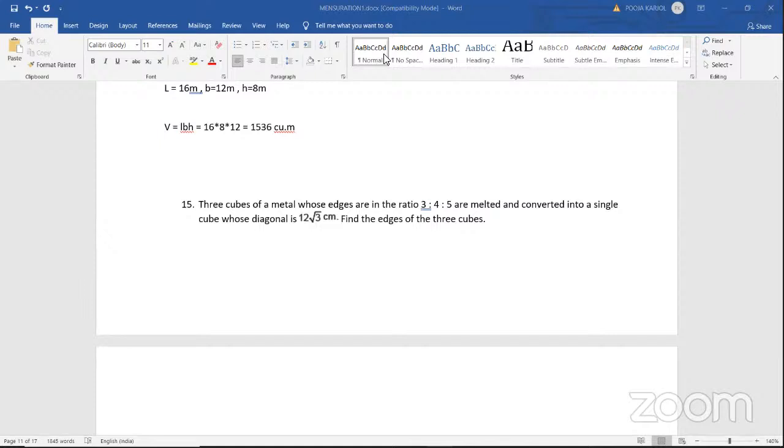Side or edges? Edges or sides? I'm sorry, I'm not getting. Edges, sides, same thing.